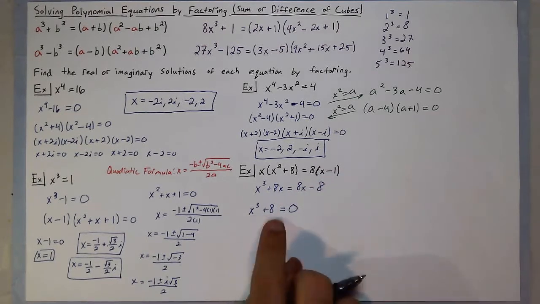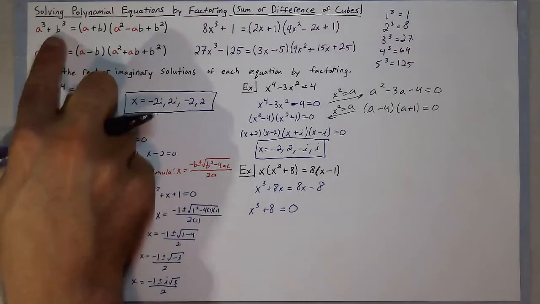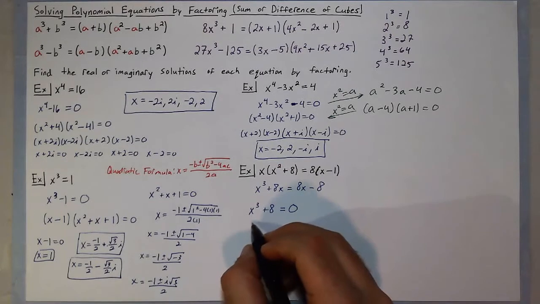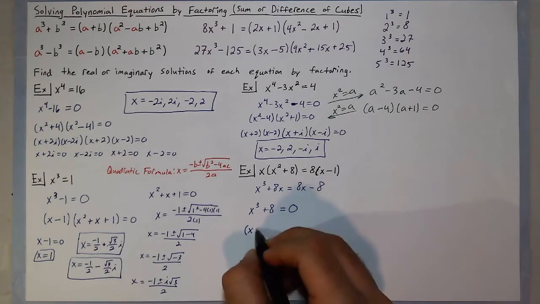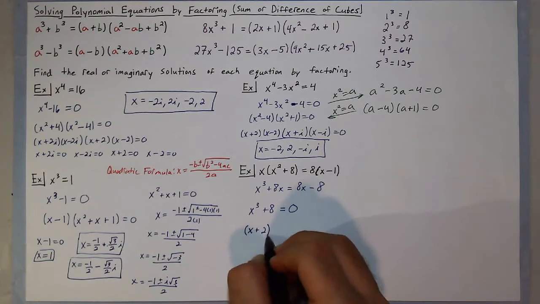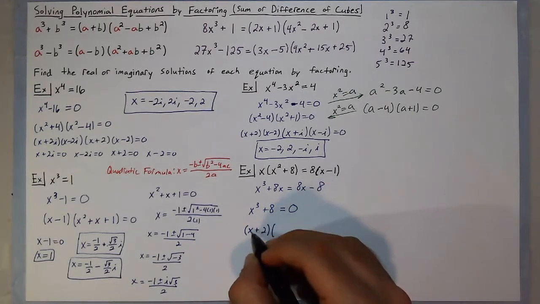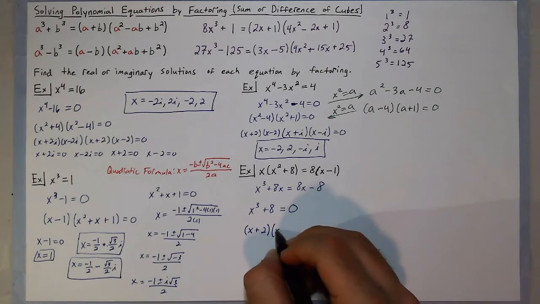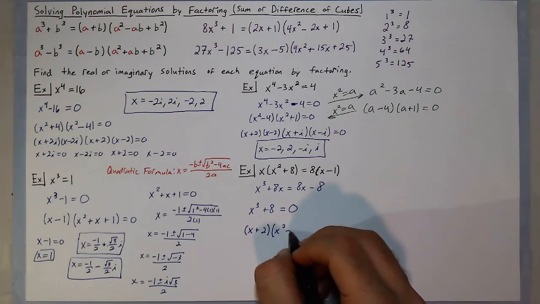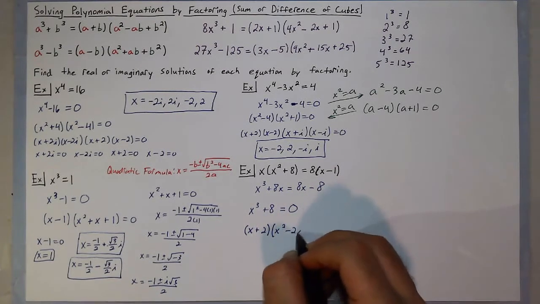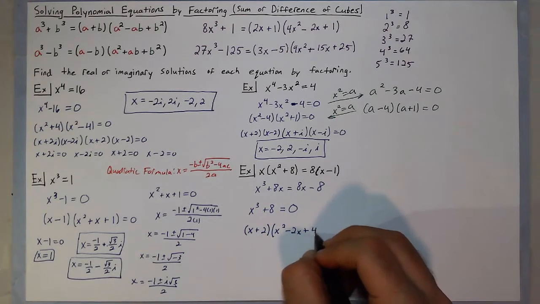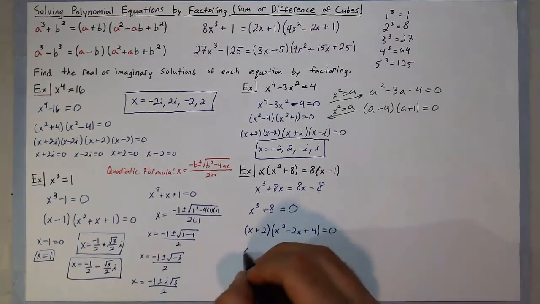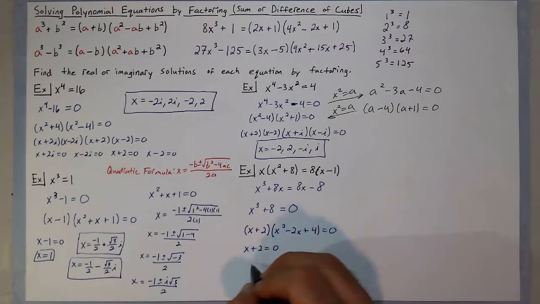So now I'm going to factor this using the sum of cubes, which will give me, first factor, the cube root of x cubed, which is x, plus the cube root of 8, which is 2, times, use the first term squared, minus x times 2, which is 2x, and then plus 2 squared, which is 4. And then I'll set both of those factors equal to 0, and then I'll solve.